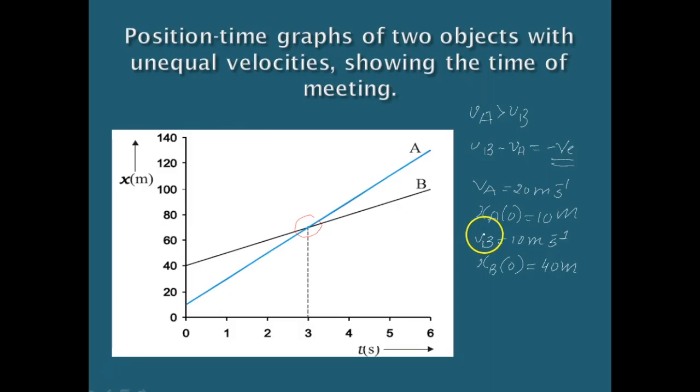Then the time at which they meet is t, that is given by 3 seconds, as you can see in this figure. At this instant xA of t and xB of t both are at the same position, that is at 70 meters. Thus, object A overtakes object B at this time. In this case, vBA is given by minus 10 meter per second. We know vB is 10 and vA is 20. So vBA is equal to minus 10 meter per second. So here object A overtakes object B.